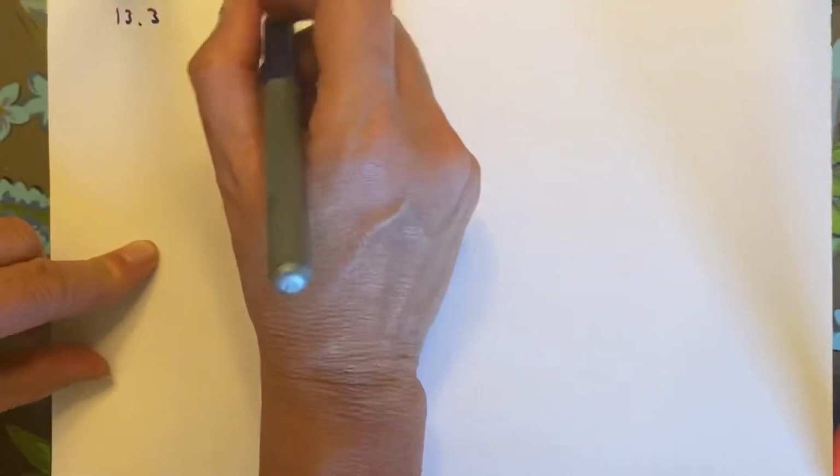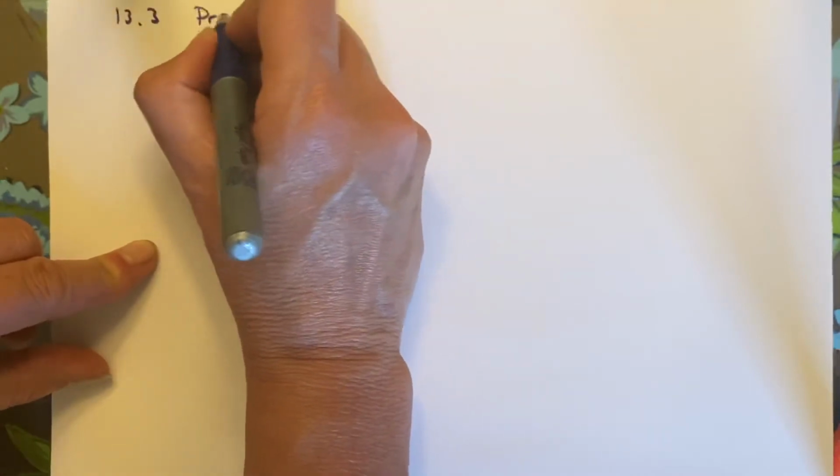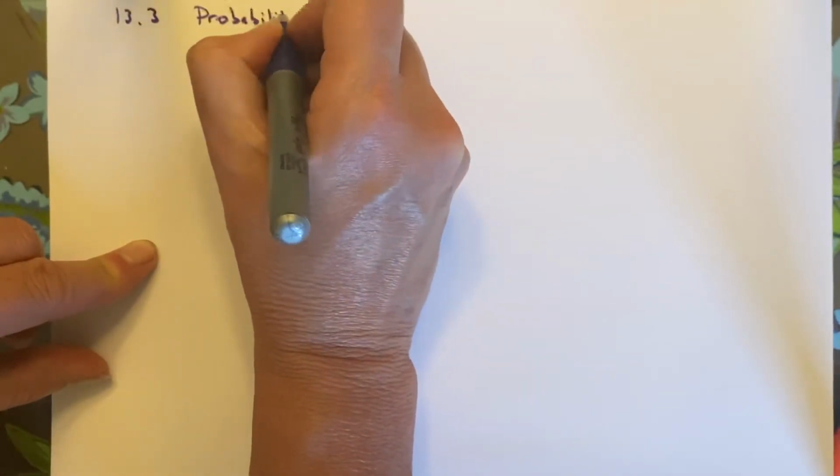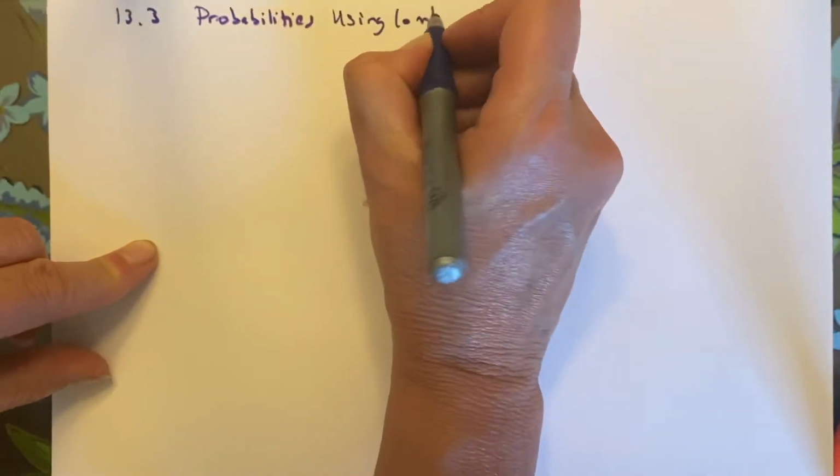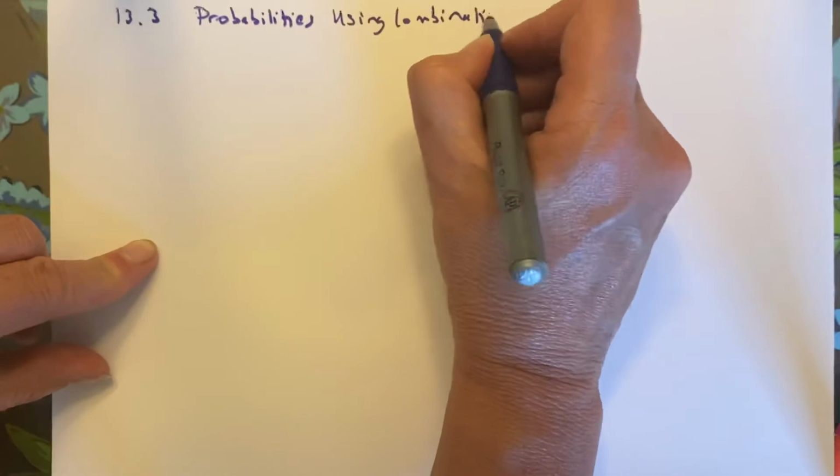13.3, we're going to look at finding probabilities using combinations. We've already done it with permutations. We're now going to do it with combinations.